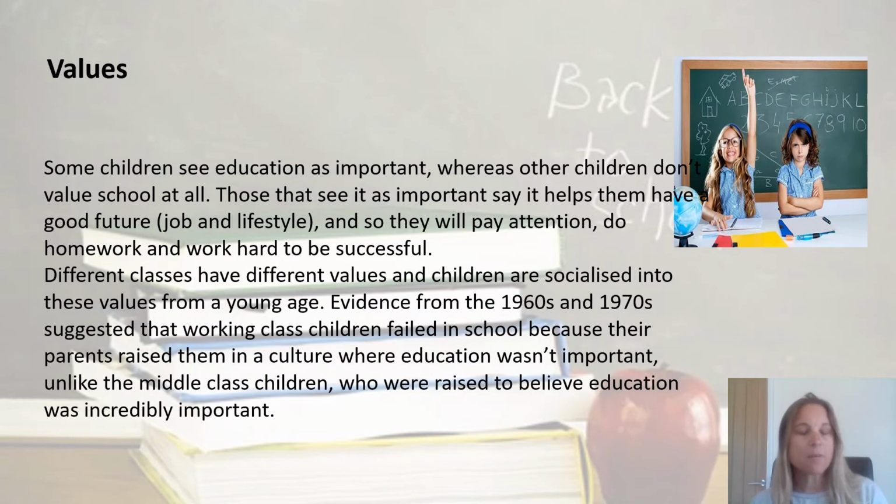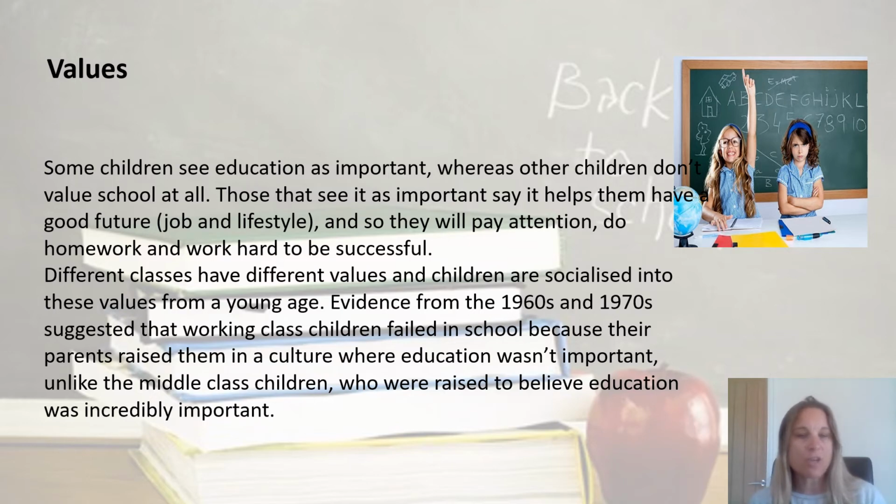Values. Some children see education as important, whereas other children don't value school at all. Those that see it as important say it helps them have a good future, jobs, lifestyle, etc. And so they will pay attention, they'll do their homework and they'll work hard to be successful. Different classes have different values and children are socialised into these values from a young age.